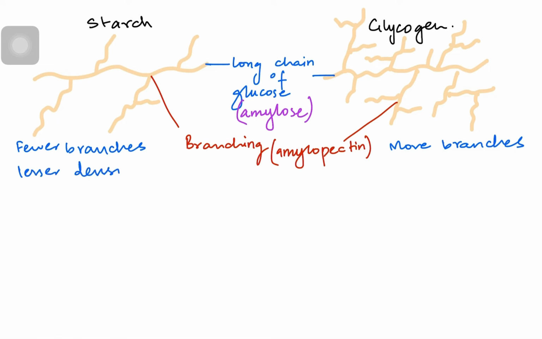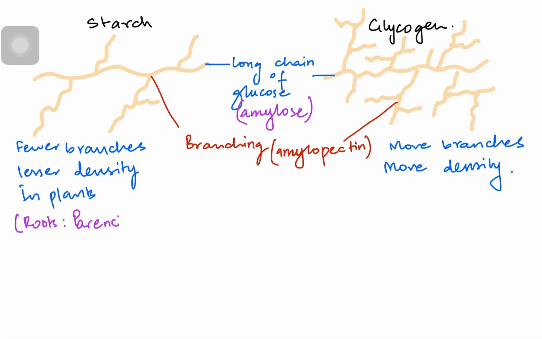Starch has lesser density. You can see that the starch molecule is very open. Glycogen has more density because it's very congested. In plants, you can see starch, especially in their roots. There's a cell known as parenchyma in their cortex. So, potato, for example, has a lot of starch in it. Beetroot, for example, has a lot of starch stored over there.